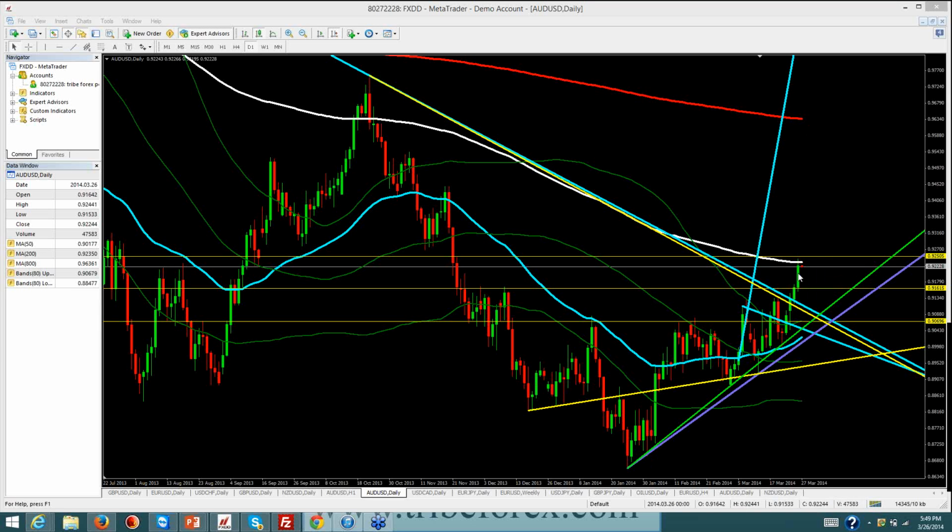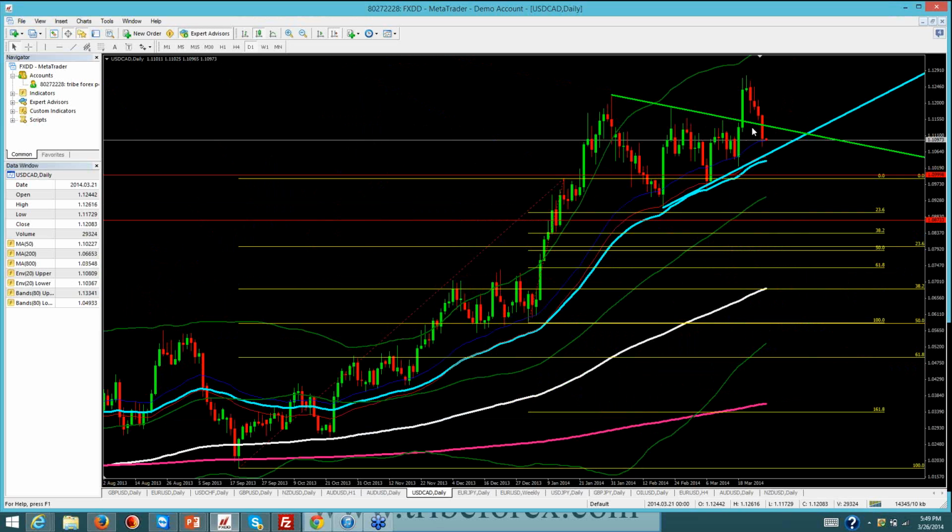Now, if we see price cross this 200 EMA and then park itself above it, then we're going to know that price really intends to continue to move up until we see a swing high or a swing low formed, at which point we can look for a trend line. Right now, we don't have that because the trend is moving up on the Aussie dollar.